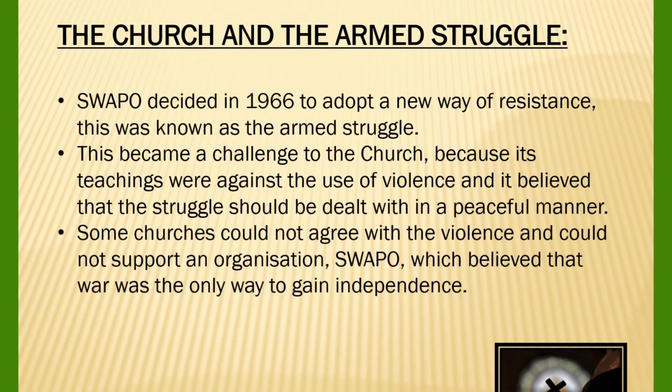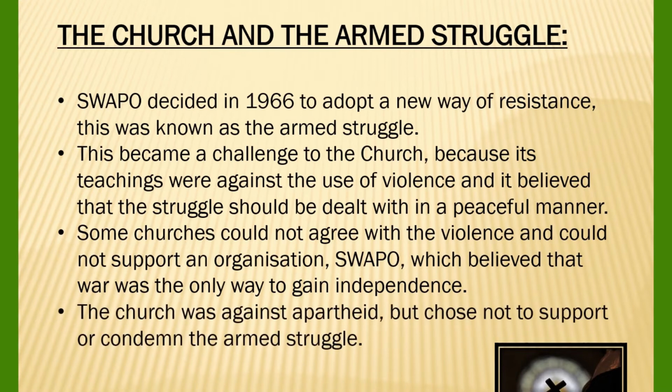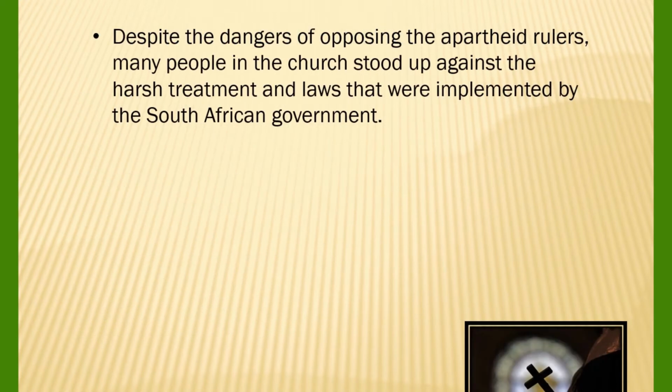Some churches could not agree with the violence and could not support an organization such as SWAPO, which believed that war was the only way to gain independence. The Church was against apartheid but chose not to support or condemn the armed struggle. Despite the dangers of opposing the apartheid rulers, many people in the Church stood up against the harsh treatment and laws that were implemented by the South African government.